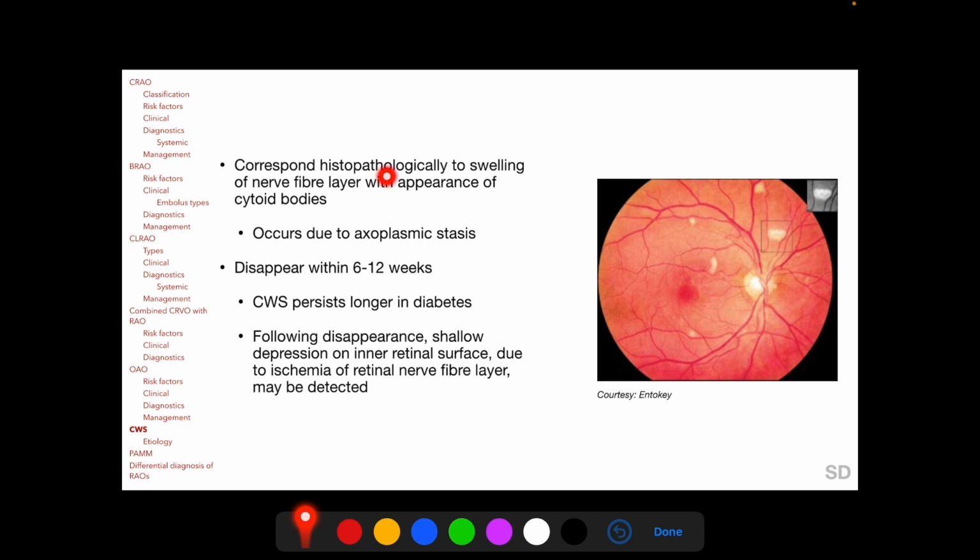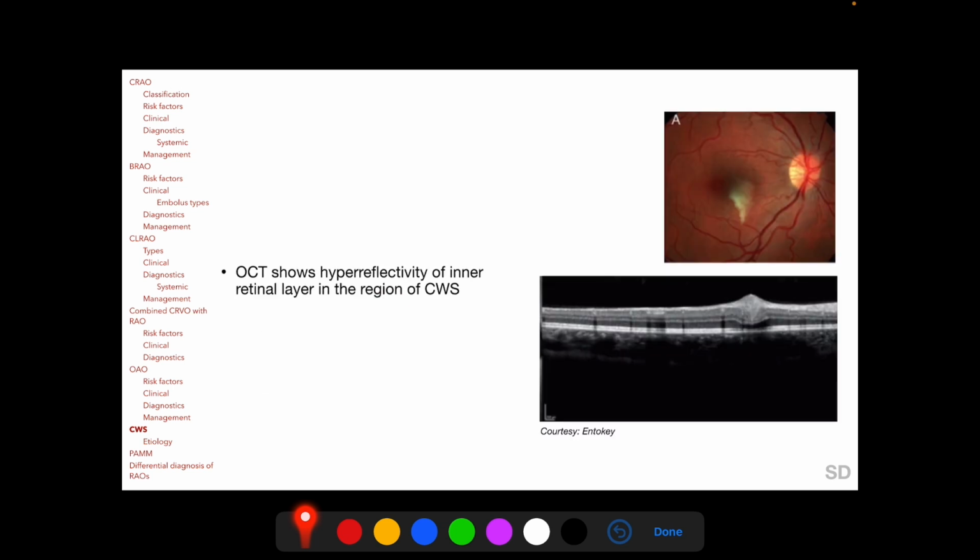And on histopathology, areas of cotton wool spot show swelling of the nerve fiber layer and appearance of cytoid bodies, which occurs due to axoplasmic stasis subsequent to ischemia of the retinal nerve fiber layer. Cotton wool spots typically disappear within 6 to 12 weeks, and following disappearance, a shallow depression on the inner retinal surface may be detected at the site of a previous cotton wool spot. In the region of cotton wool spot, OCT shows hyperreflectivity of the inner retinal layer, particularly the nerve fiber layer, as seen here in this OCT image.